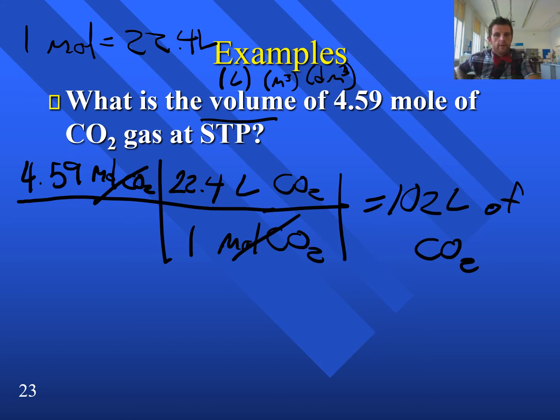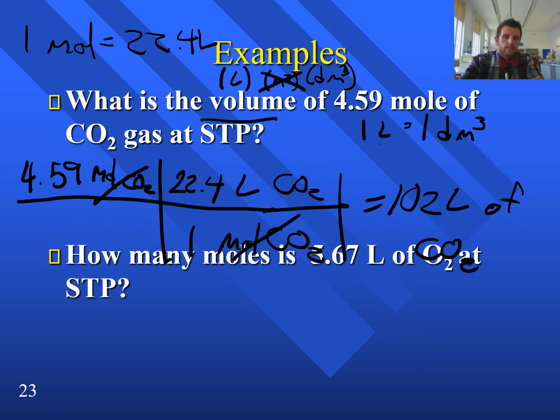Just so you are aware, 1 liter equals 1 decimeter cubed. So those are the same thing. A meter cubed is a lot larger. So we'll talk about that one. For right now, don't worry too much about it. You'll mostly be seeing liters and decimeters. I'm going to erase this so we can do one more together.